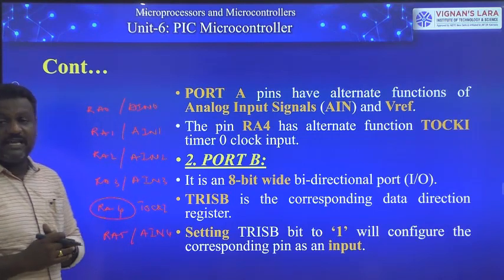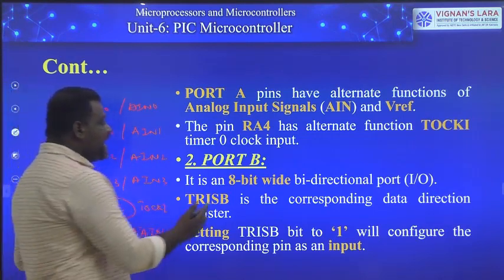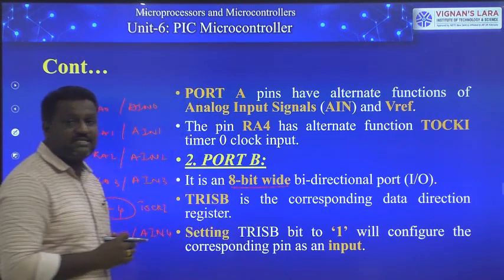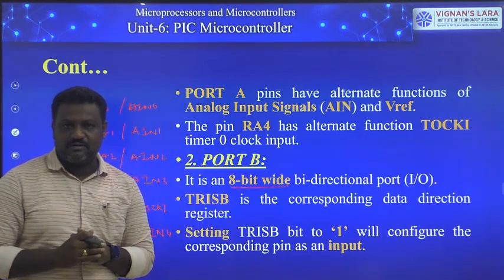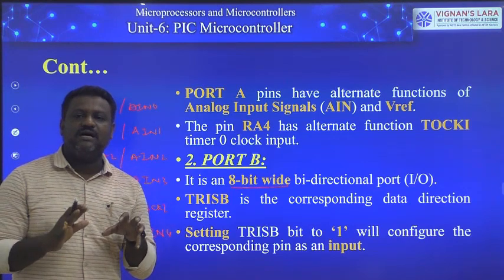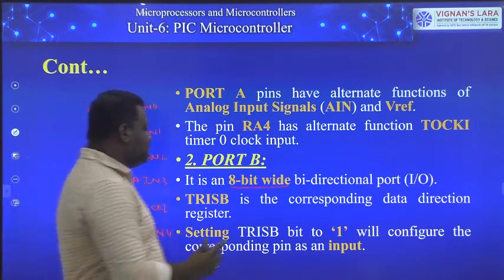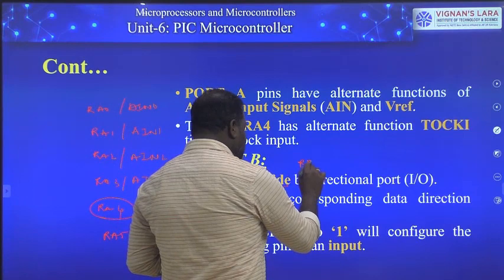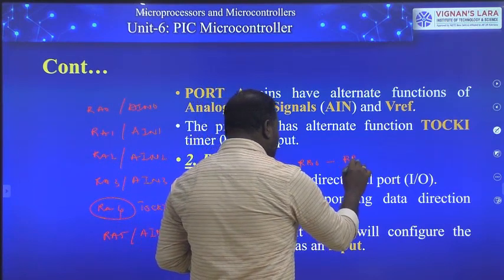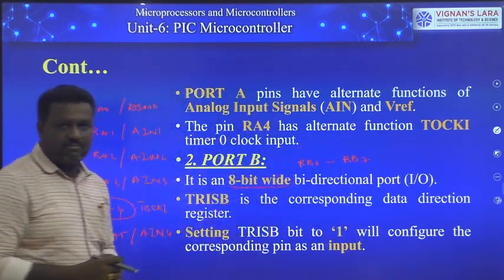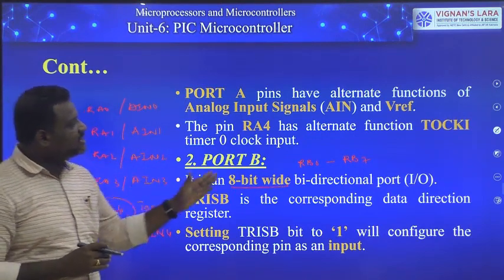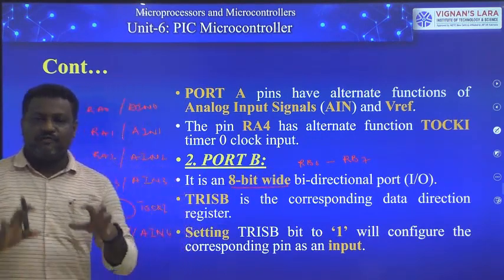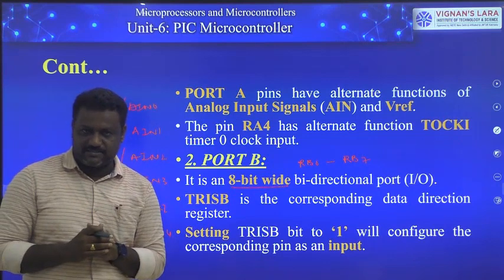And coming to port B. Port B is an 8-bit port. We already discussed this just now. Your port B is an 8-bit port, which means it has 8 I/O pins. Those 8 I/O pins are RB0 to RB7. There are 8 I/O pins under port B. Again, these 8 signals are used for the connection of I/O devices.